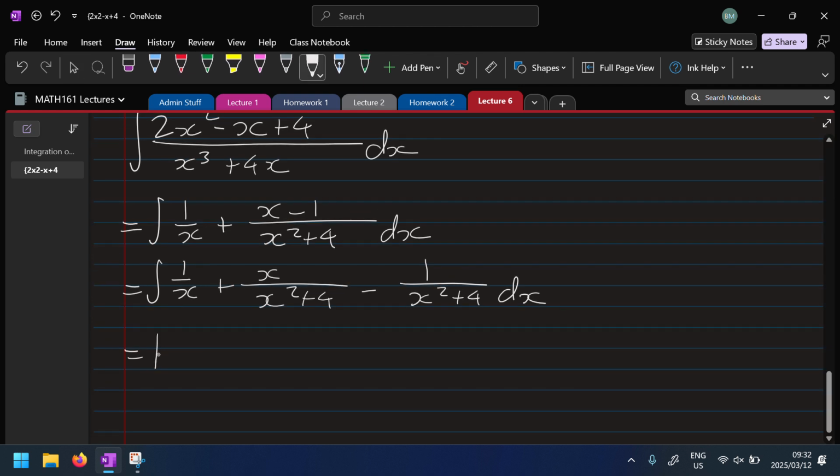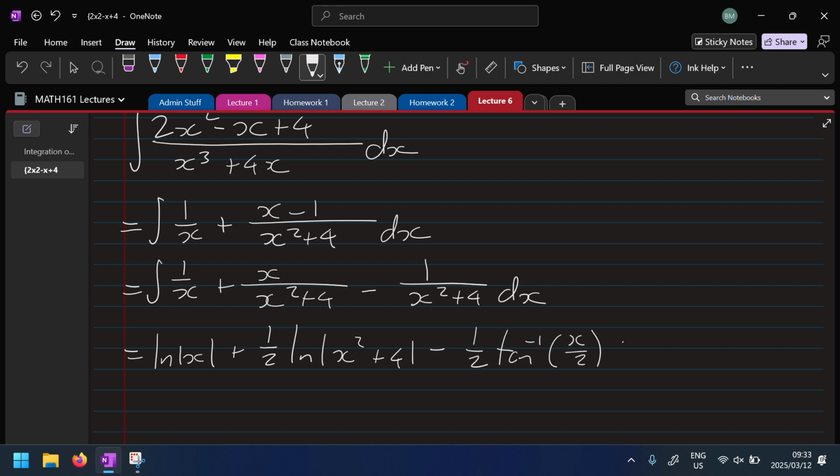Okay, so this will be the natural log. This will be 1/2 the natural log of x squared plus 4, and this will be 1/2 arctan of x over 2, plus c. Okay, again, big warning. If you cannot go from this step to this step in this one line, you need to go back and review your work from the previous weeks.